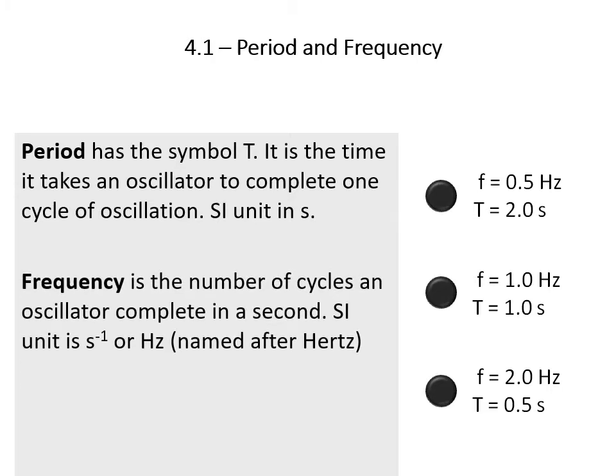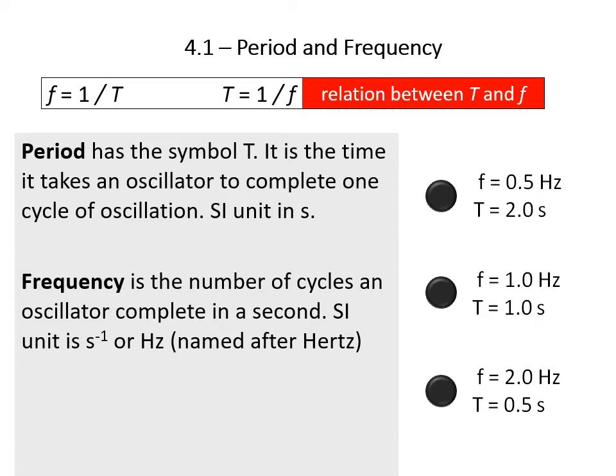On the flip side, we have frequency. So the frequency is the number of cycles, the number of oscillations, the number of down and back motions, up and down motions completed in 1 second. So period and frequency are inverses of each other. The SI unit for frequency is the inverse second, the reciprocal second, or hertz, named after the guy who discovered radio waves.